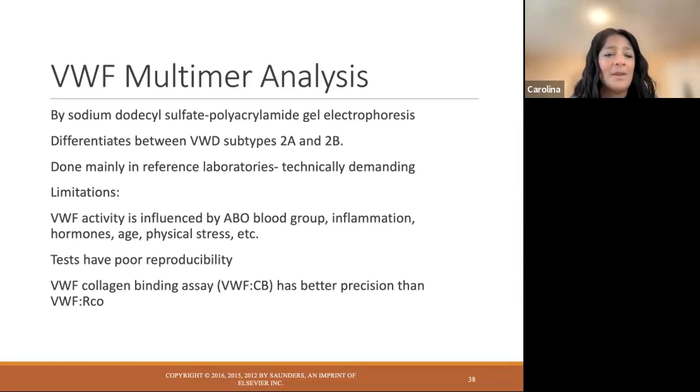And so, yeah, there are some limitations to this test. Von Willebrand factor activity, again, is influenced by the ABO blood type, inflammation, hormones, age, physical stress. Those are some of the things that could affect the level of activity. And the test has poor reproducibility. But there are other tests that we can use to have better precision. We can also use a von Willebrand's factor collagen binding assay, which seems to be a little bit better than the activity assay.